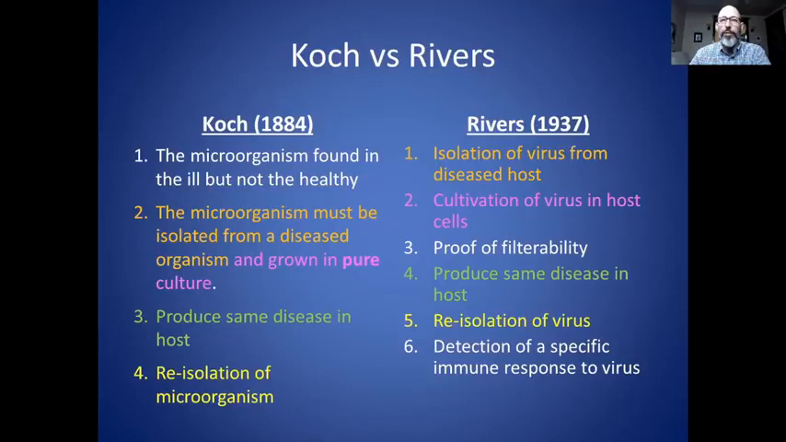So you need to have host cells. That would be cells basically from the person who is ill, or the source of the virus in the first place. Now, there's the third criterion of Rivers, which is not in Koch's postulates, which is proof of filterability.